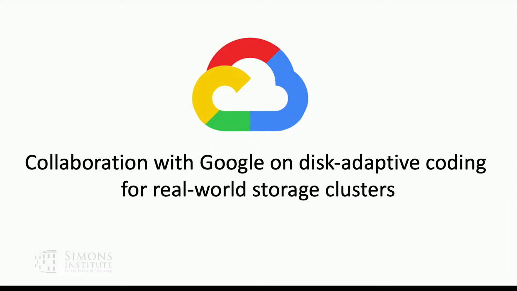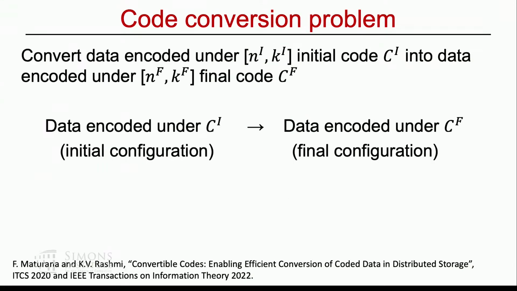I have a coding theorist hat as well as a computer systems researcher hat. When I'm wearing the computer systems researcher hat, I'm super excited that we're collaborating with Google in taking this disk adaptive redundancy concept to real-world storage clusters. But at the same time, when I'm wearing my coding theorist hat, this leads to an exciting coding theory problem, and that is what will be the main focus of today's talk. And that problem is this code conversion problem.